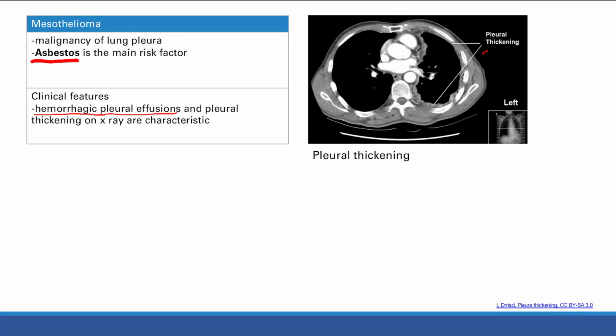The other thing you're going to see is pleural thickening on the right side of this image. This is a CT scan, but you're going to see pleural thickening on CT scan and X-ray. You can see here it's very distinct, very visible that there's thickening of the pleura. In contrast, on this side, on the right lung, there's pretty much imperceptible pleura. You get this pleural thickening from the malignancy of the lung pleura, mesothelioma. So hemorrhagic pleural effusions and pleural thickening for mesothelioma.